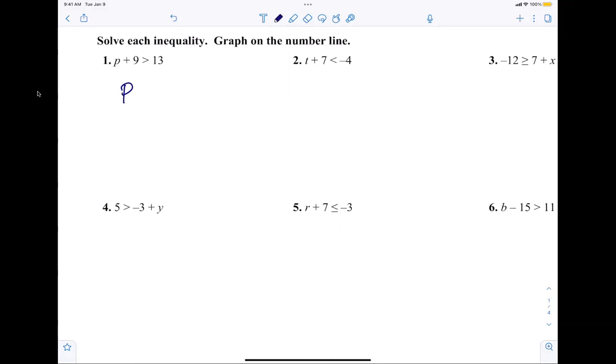P is greater than, or yes, greater than or equal to 4. P is greater than or equal to 4. That is the answer, but it's not graphed. All right, so you draw a number line, just like this. You always put the answer, which is 4. Then you put the opposite, -4. That's how I want you to do this.